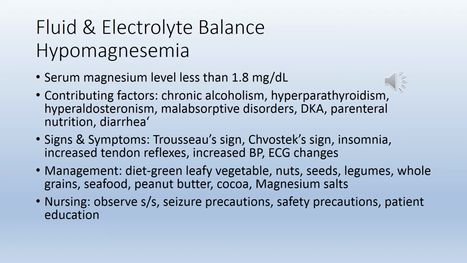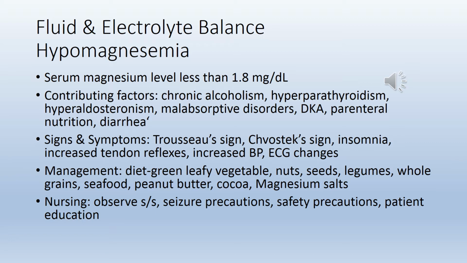For medical management, mild magnesium deficiency can be corrected by diet alone. Principal dietary sources of magnesium include green leafy vegetables, nuts, seeds, legumes, whole grains, seafood, peanut butter, and cocoa. If necessary, magnesium salts can be administered orally in an oxide or gluconate form to replace continuous losses, but can produce diarrhea. Patients receiving parenteral nutrition require magnesium in the IV solution to prevent hypomagnesemia.